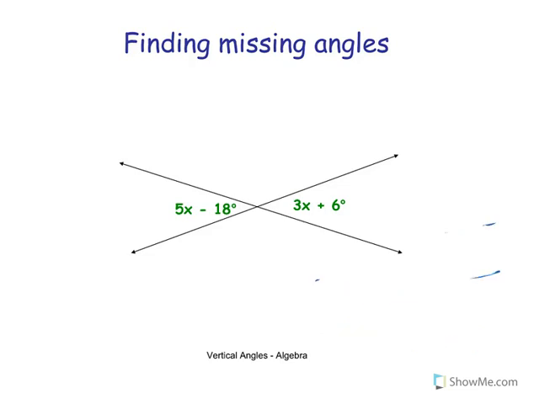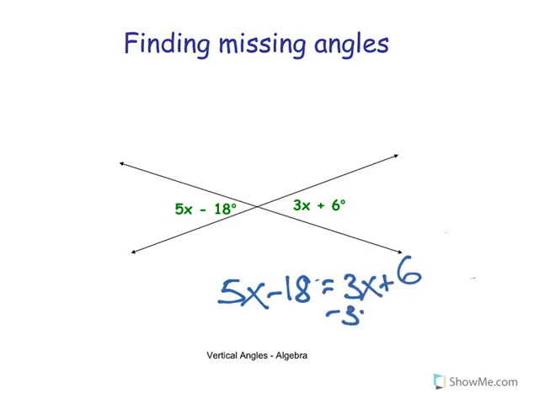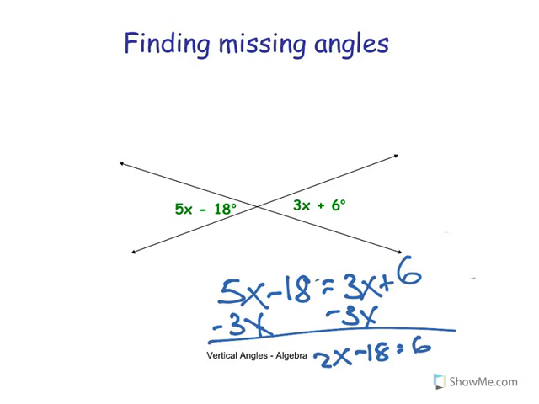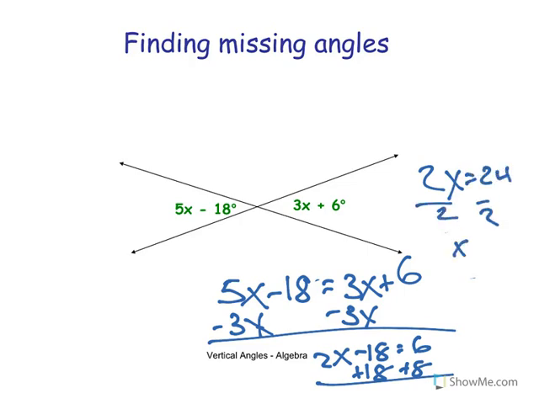So what do I notice here? I notice that these are vertical angles, right? They're the angles that are opposite each other, therefore they're equal. So I'm going to say the angle represented by the expression 5x minus 18 is equal to the angle represented by the expression 3x plus 6. So I've got 2x minus 18 equals 6, which means that 2x is equal to 24, which means x is 12, right?